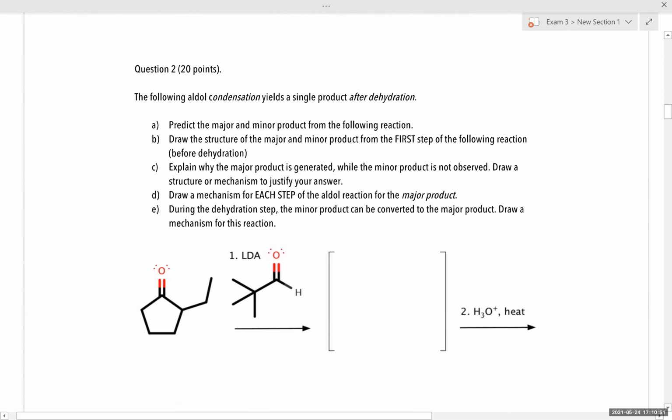So the following aldol condensation yields a single product after dehydration. Predict the major and minor product. Draw the structure of the major and minor product from the first step before dehydration. Draw a mechanism for each step. During the dehydration step, show how the minor product can be converted to the major product.